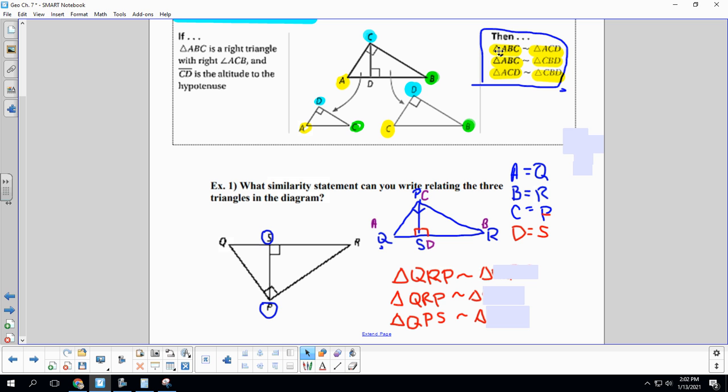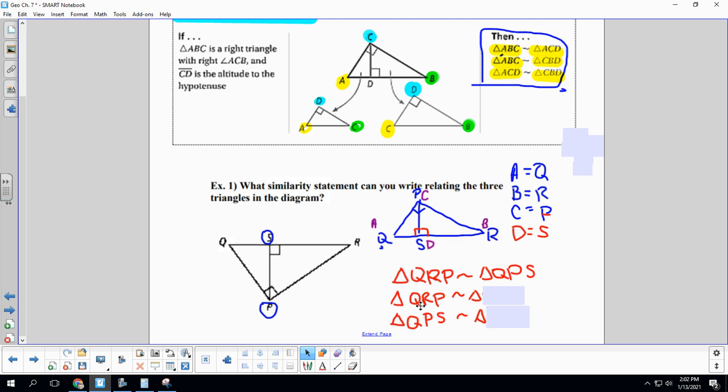That way when I put my similarity statements together, wherever there's an A, I'm going to put a Q. Wherever there's a B, I'm going to put an R. Wherever there's a C, I'm going to put a P. And wherever there's a D, I'm going to put an S. So instead of ABC, it's triangle QRP, which is similar to triangle, it used to be ACD up here, but now we have QPS.